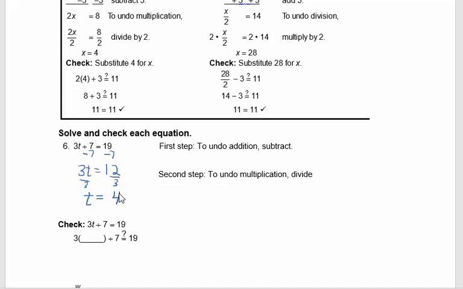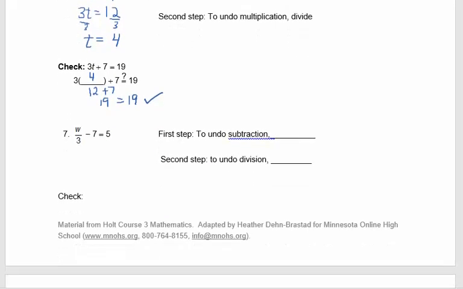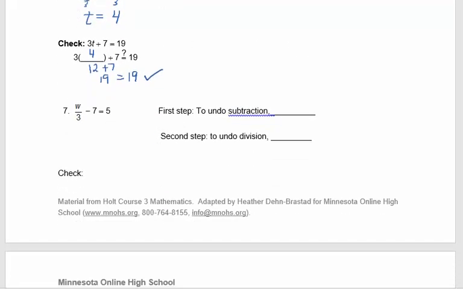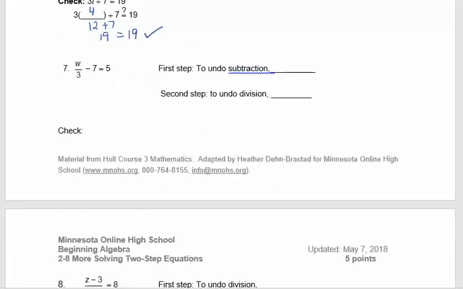And then this is to check. To check, you replace t with 4, and 3 times 4 is 12, and 12 plus 7 is 19, so 19 does indeed equal 19, so it works. On the next problems, you're going to do the steps to solve and then check your answer.